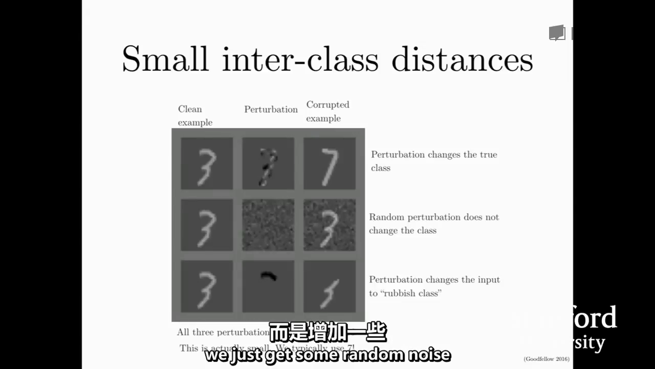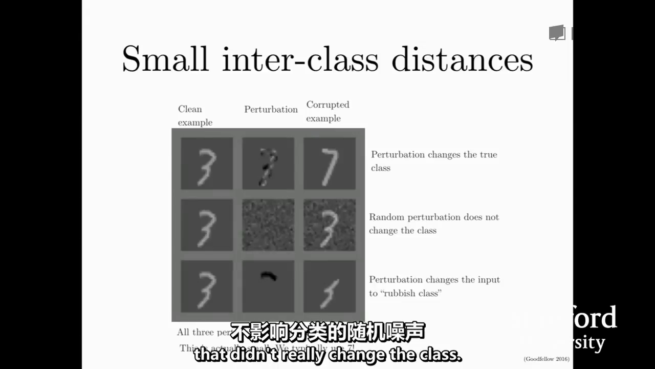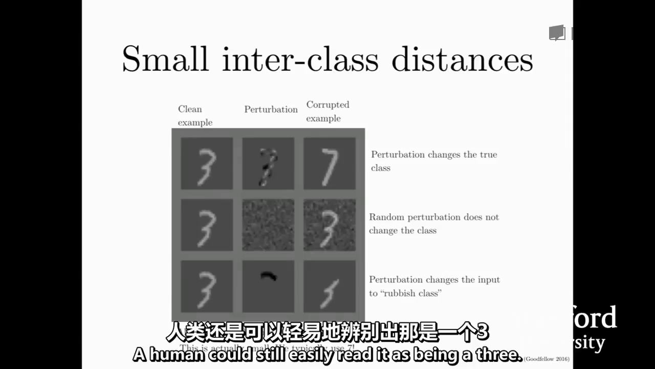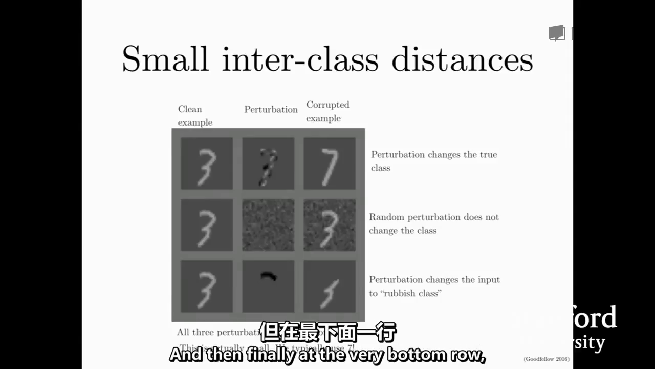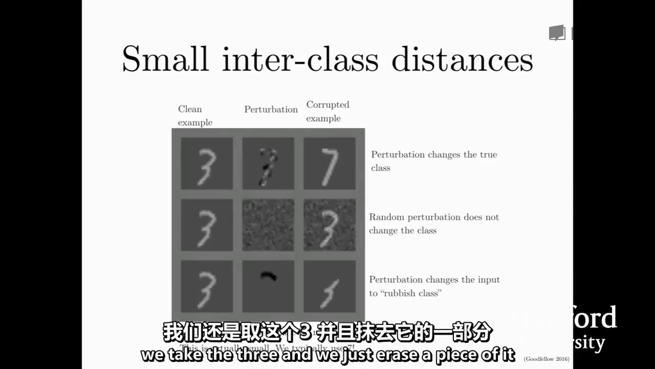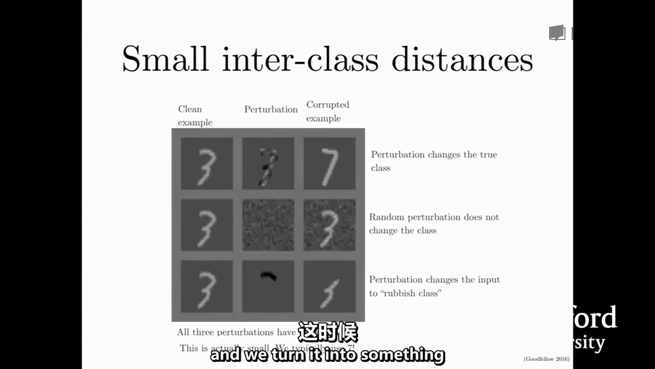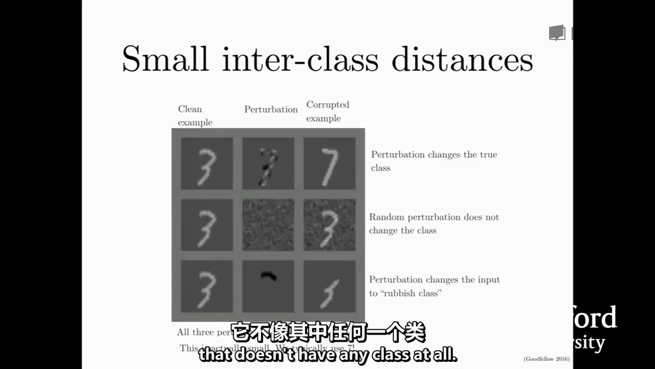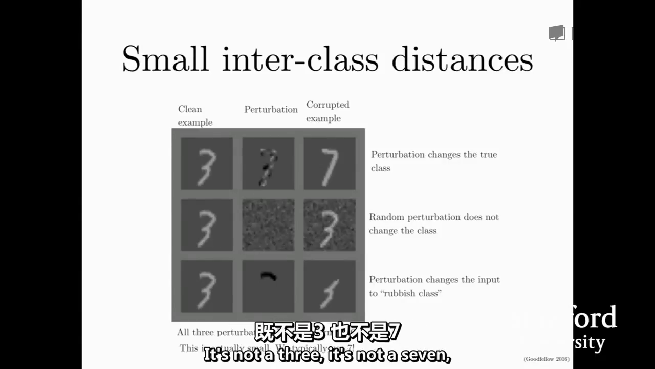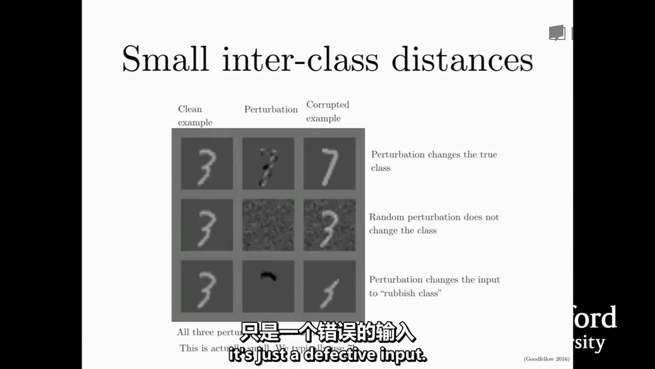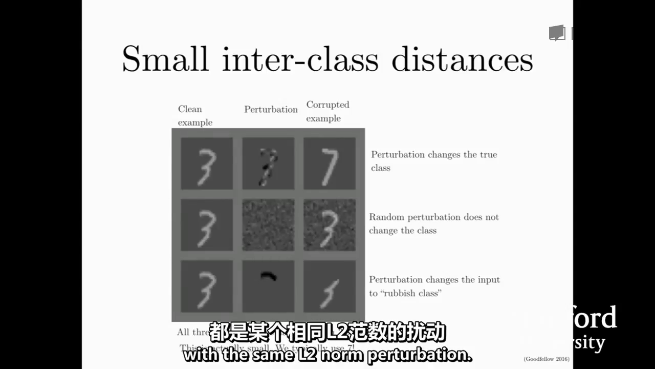We just get some random noise that didn't really change the class. A human can still easily read it as being a 3. And then finally, at the very bottom row, we take the 3 and we just erase a piece of it with a perturbation of the same norm. And we turn it into something that doesn't have any class at all. It's not a 3, it's not a 7, it's just a defective input. All of these changes can happen with the same L2 norm perturbation.